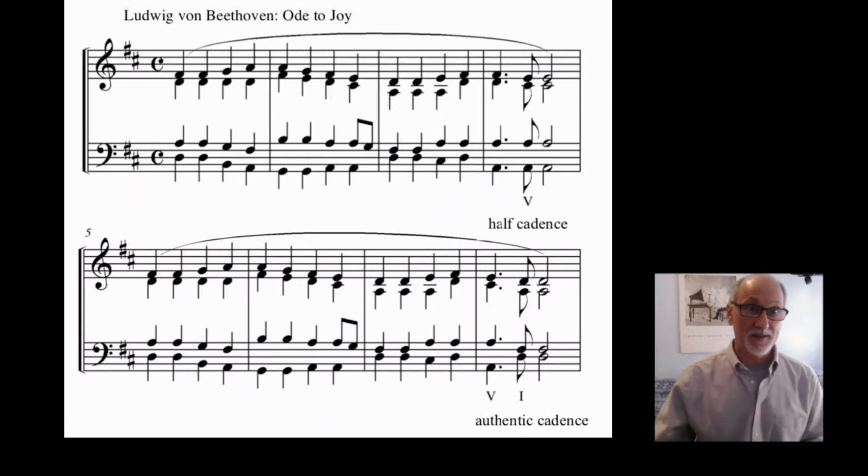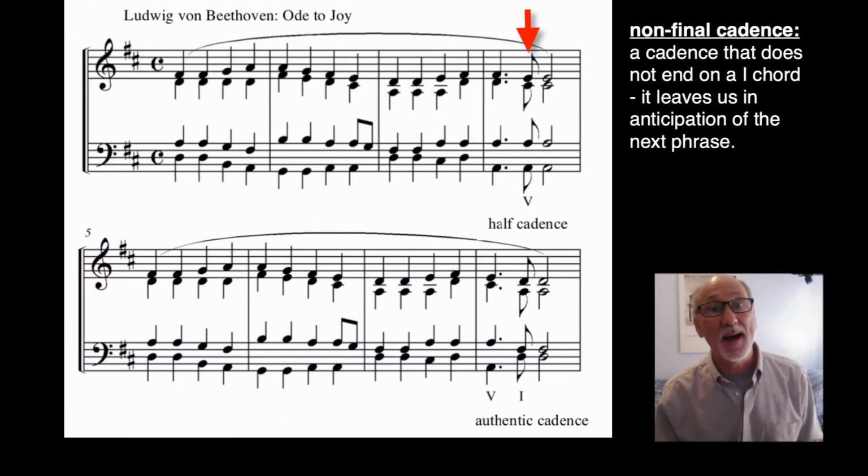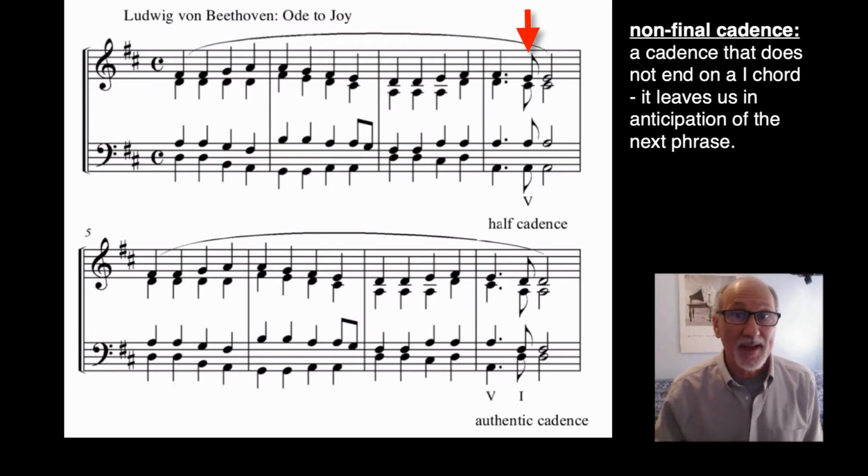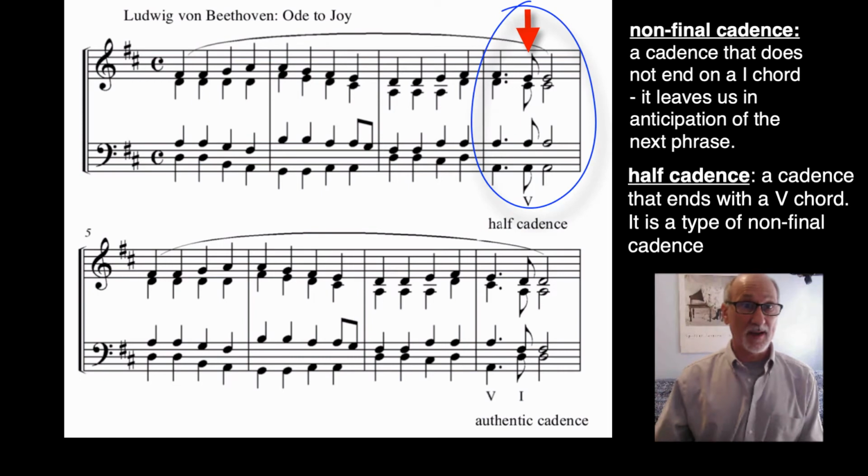So the first cadence, that's in measure 4, is considered non-final because the 5 chord keeps us in anticipation of the second phrase. In fact, any cadence that does not end on a 1 chord is considered non-final. When a phrase ends specifically with a 5 chord, as it does in measure 5, it's called a half cadence.